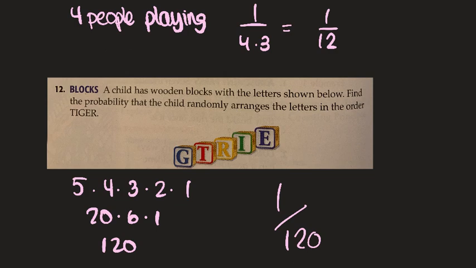The answer is 1 out of 120. There are 5 letters, so the first time we could have 5 options, 4, 3, 2, 1. We have to use all of the letters. 20 times 6 times 1 is 120. They want this as a probability, so 1 out of 120.